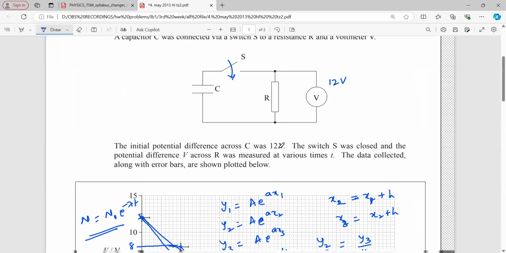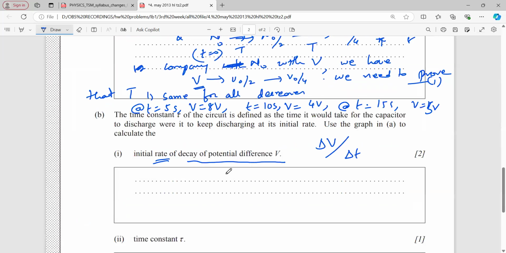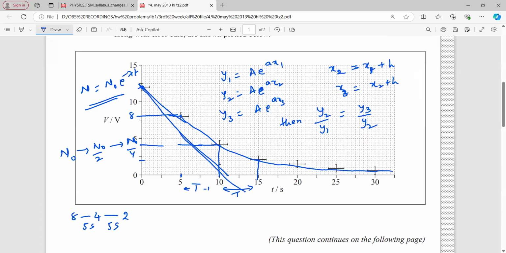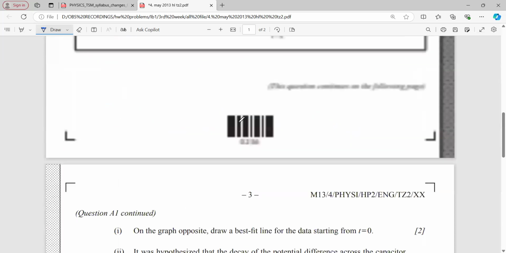Now what is he asking? Where do you want to find the initial rate? You could have drawn a line anywhere here, right? You could have drawn your tangent here, or here. When you say initial rate, you need to draw it only at t equal to 0, at this point. What he is asking is to find out delta V by delta T.